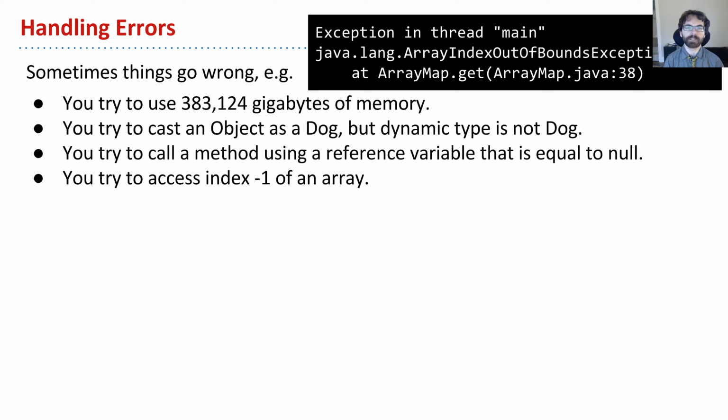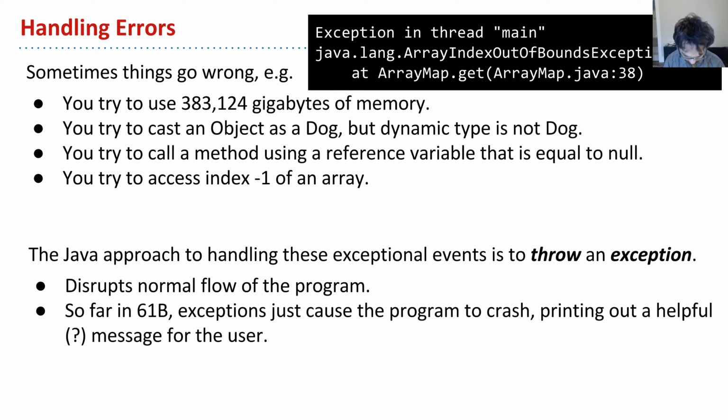At the heart of this part of lecture lies the simple fact that sometimes things go wrong while the program is running. So maybe you're reading files from disk and it turns out one of them is 380 terabytes or something, and you can't actually load that all into memory. You don't have that much. Maybe you try to create an object and then cast it as something that it is not. That is, the dynamic types don't line up, and so you get a class cast exception. Maybe we get a -1 array index out of bounds error like we had before. And so the Java approach to those situations is to throw an exception.